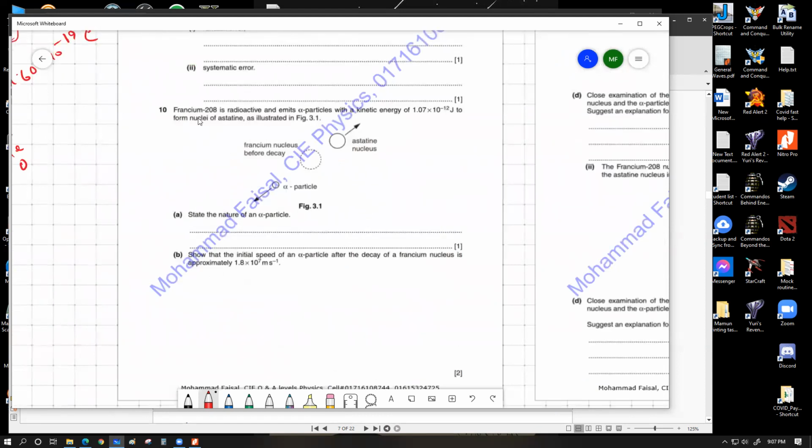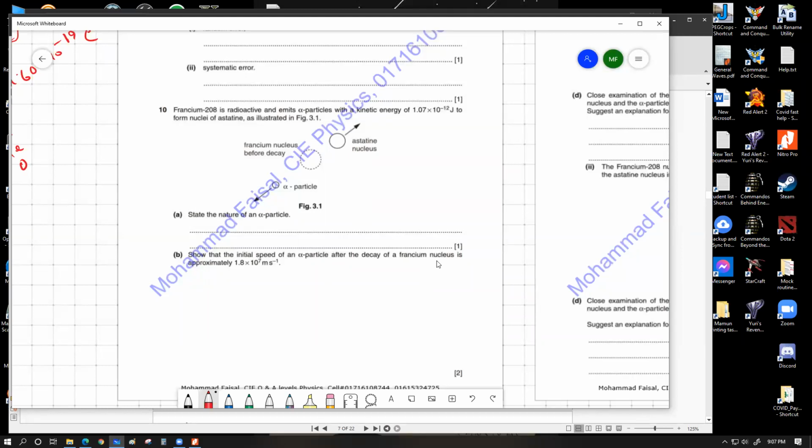So if you have a look over here, it says francium 208 is a radioactive nucleus and emits an alpha particle with the kinetic energy of this many joules to form a nucleus of astatine, as illustrated in figure 3.1. Show that the initial speed of the alpha particle after the decay of a francium nucleus is approximately this much meters per second. How do we get this math?